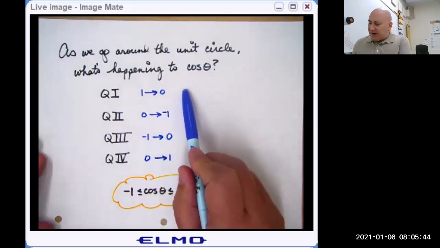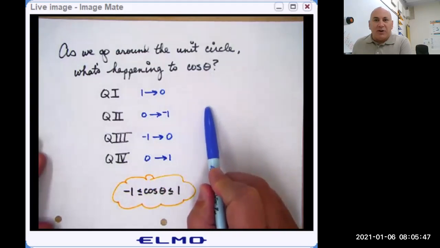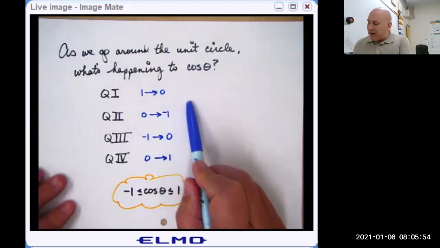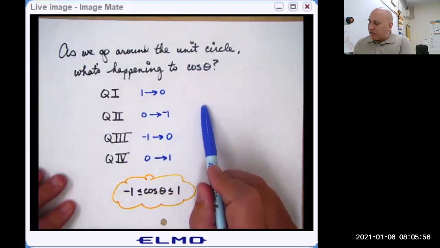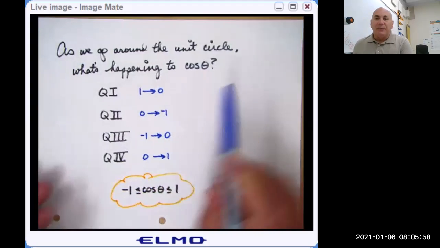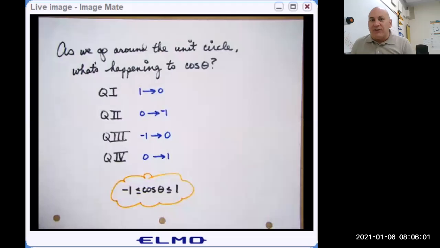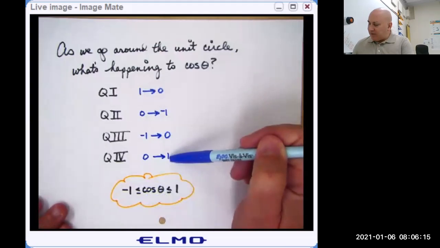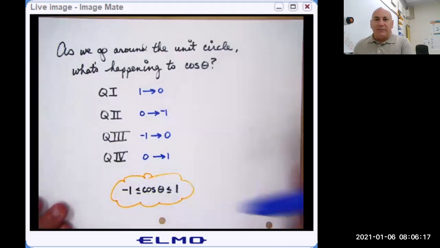As we went from pi to 3 pi over 2, or 180 to 270 degrees, our x coordinate, our cosine, went from -1 back to 0, and then in the fourth quadrant, it went from 0 back to 1. So at 360 degrees, or 2 pi, the cosine of theta was back at 1, its maximum. So you can see that the cosine never got larger than 1, never got smaller than -1.